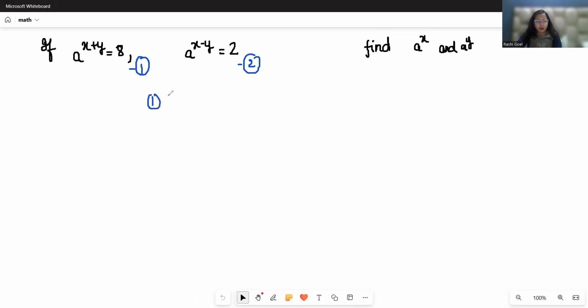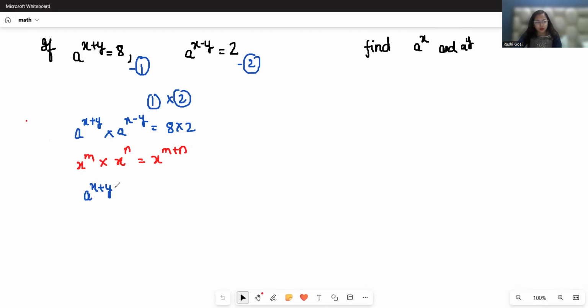If I multiply both equations, we get a power x plus y times a power x minus y is equal to 8 times 2. According to the exponent rule, x power m times x power n can be written as x power m plus n. So a power x plus y plus x minus y is equal to 16. The y will cancel out, so a power 2x is equal to 16, or a power 2x is equal to 4 square. So we can say that a power x is equal to 4.